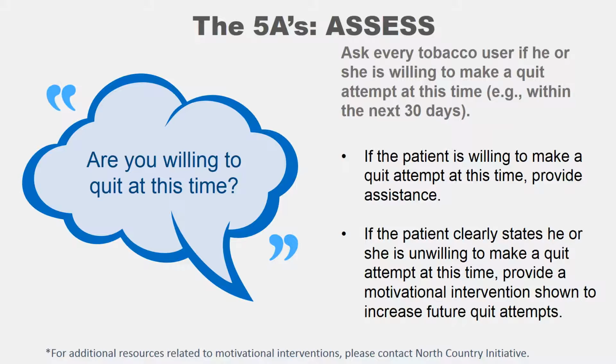The third step is the assess. This is done to determine the tobacco user's willingness to make a quit attempt. Every tobacco user should be asked if he or she is willing to make a quit attempt at this time or within 30 days. If the patient is willing to make a quit attempt, provide assistance. However, if the patient clearly states he or she is unwilling to make a quit attempt at this time, provide a motivational intervention shown to increase future quit attempts.